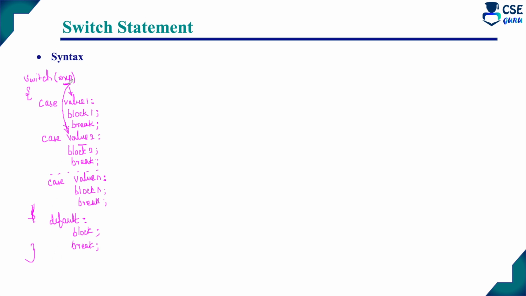So here, this expression will be evaluated against value 1, value 2, value 3, value 4 up to value n. Whichever value it matches, only that corresponding block will execute. After execution, it will break. So here the switch, case, break and default, all these four are keywords in C. So this is the syntax. Next, if you consider the flowchart, here first the switch expression will be evaluated. Okay. So here this is the switch statement. Here the switch expression will be evaluated.